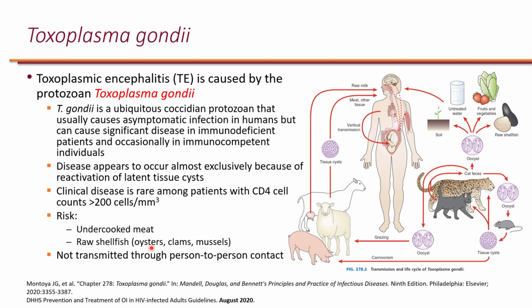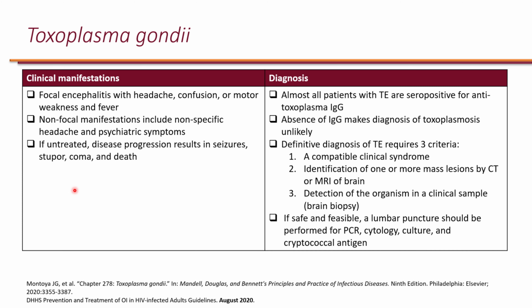such as oysters, clams, etc. As well as exposed vegetables, untreated water, or organic food, or if you're growing your own food and cats or even livestock are around, that could expose the patient to Toxoplasma gondii. Now, this is an opportunistic infection, so people with intact host immunity don't have to worry about this, but people with a CD4 count less than 200 are at risk. So clinical manifestations include focal encephalitis with headache, confusion, or motor weakness and fever.